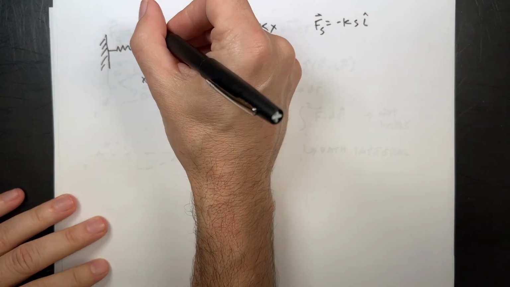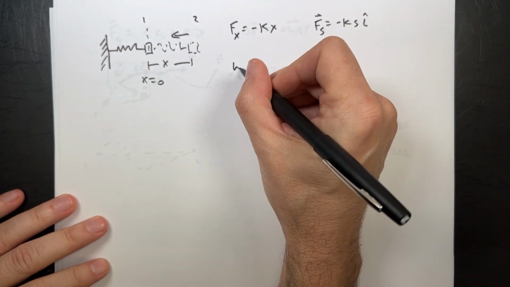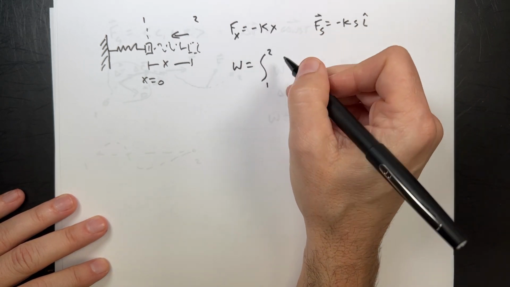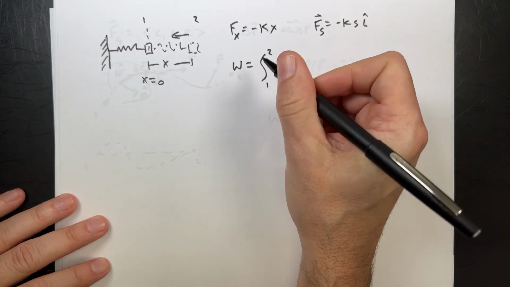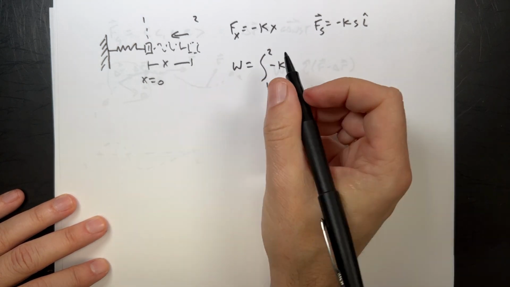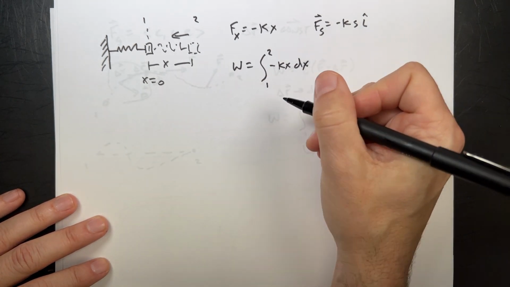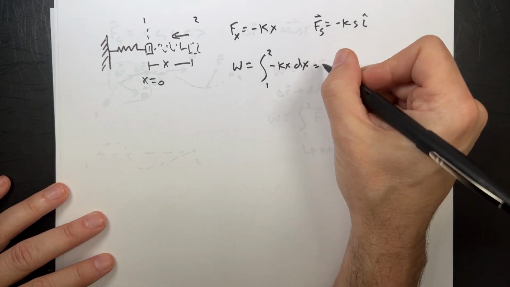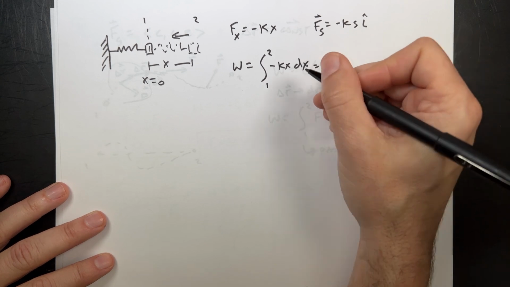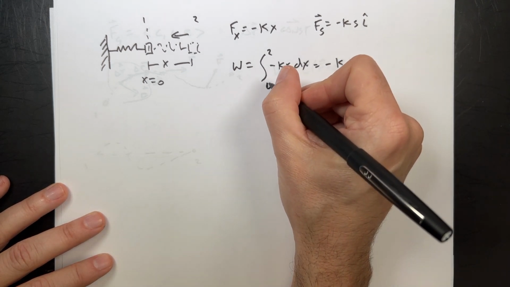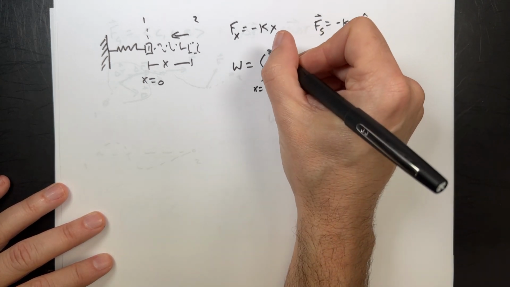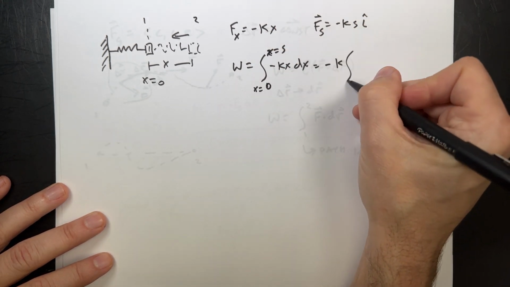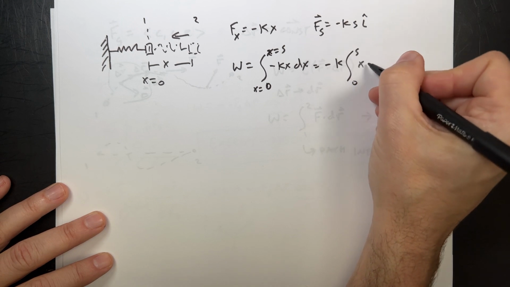Now we can calculate the integral going from 1 to 2. The work done is going to be the integral from 1 to 2 of the force, negative kx, and dr in this case is in the x direction, so that's just going to be dx. And this is an integral that we can do because negative k is a constant. I can bring that up front. Negative k. Let's go from x equals 0 to x equals s, some stretch. Negative k from 0 to s, x dx.